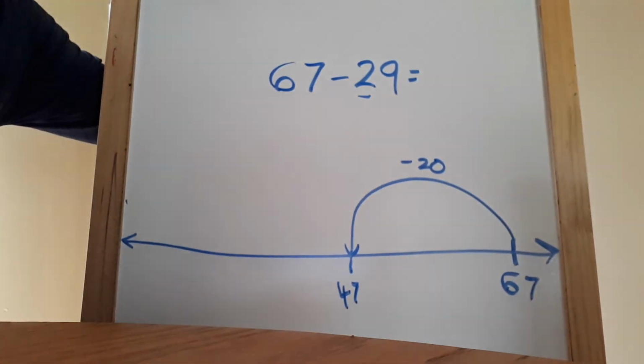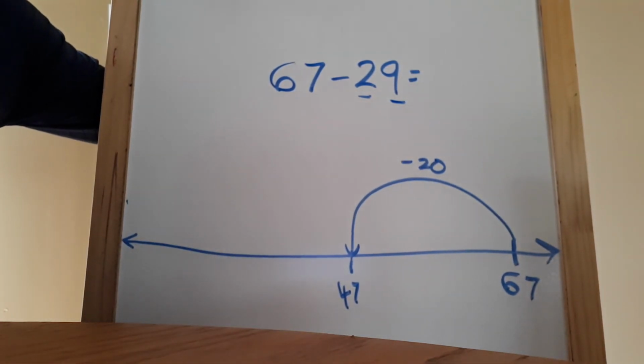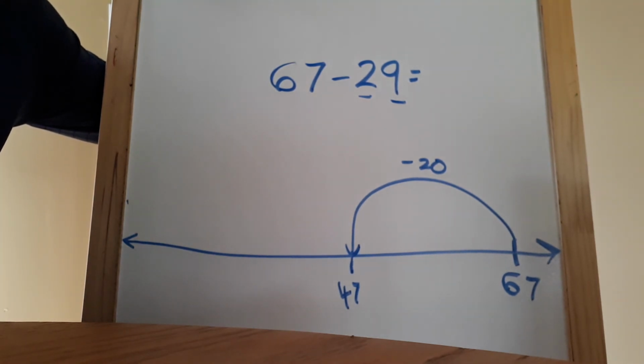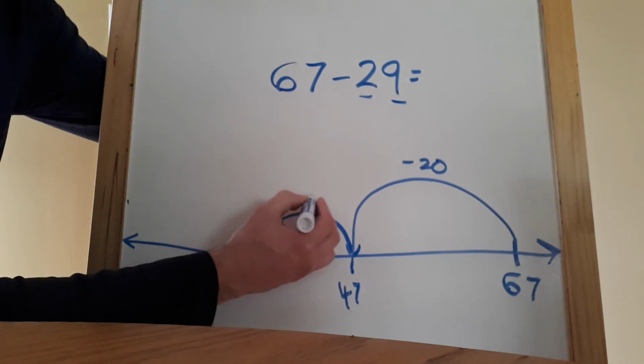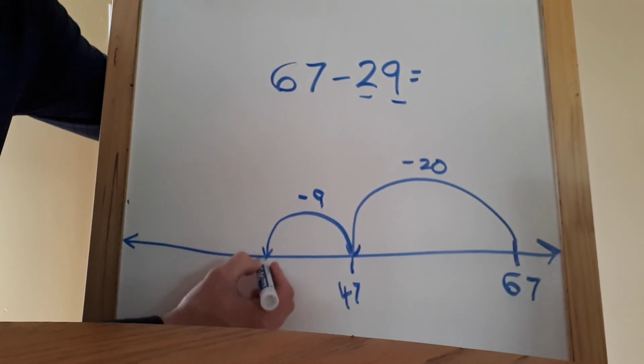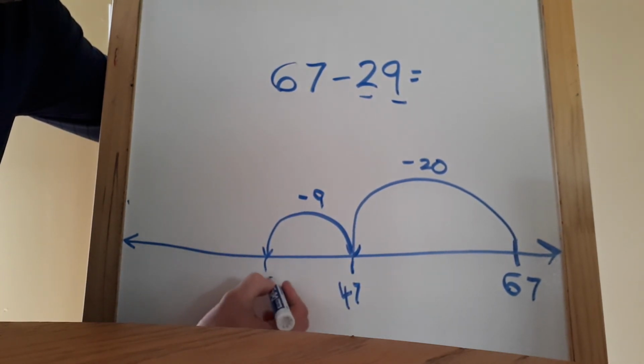So I've taken care of my 20, now I have to subtract my 9. I know that 47 subtract 9 will take me to 38, because 9 is so close to 10 that if I subtracted 10 it would take me to 37, but it's not 10, it's 1 less than 10. So I take 1 less away, which would make 38. So subtract 9 makes 38.